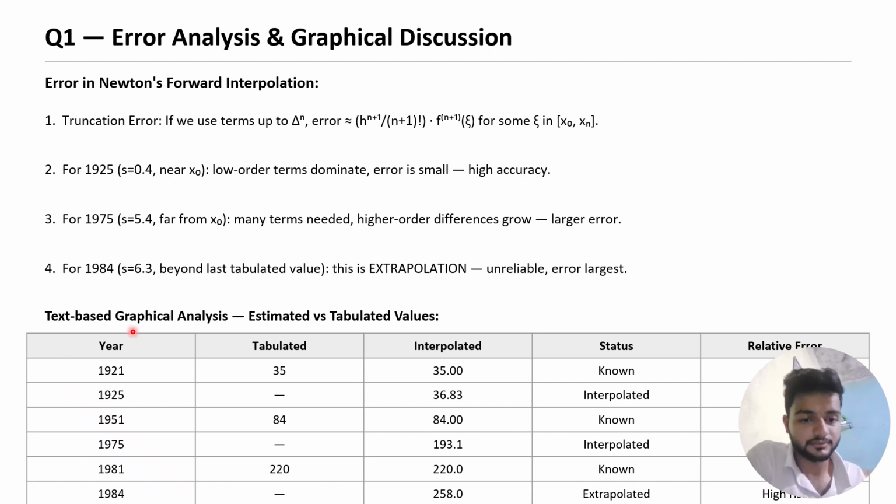So this is the population and year graph, which is this. In 1921, the tabulated value is 35,000, status known. In 1925, the interpolated value we got is 36.83. In 1975, we got the interpolated value 193.1. In 1984, we got 258,000 as the extrapolated value.